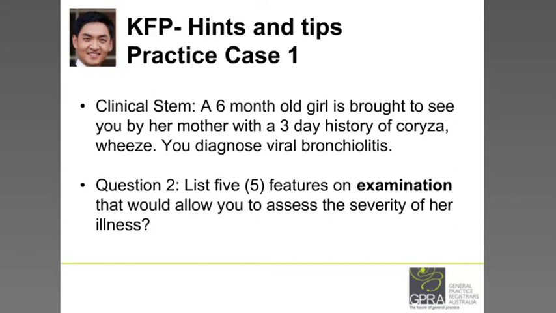The first question was to list 3 factors that increase the risk of an infant developing severe bronchiolitis. And the second question is to list 5 features on examination that would allow you to assess the severity of her illness. So be very careful to read, first of all, the key features in the clinical stem, but then also to read the instructions or the question very, very closely.